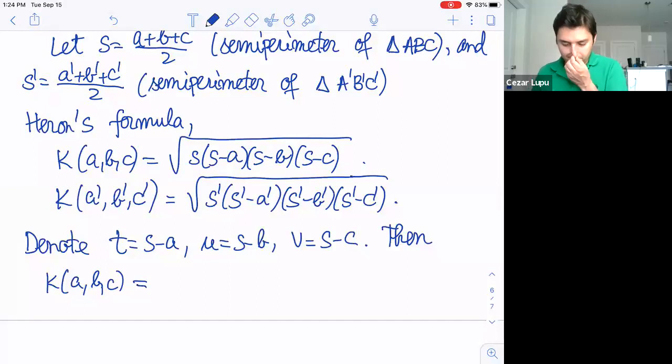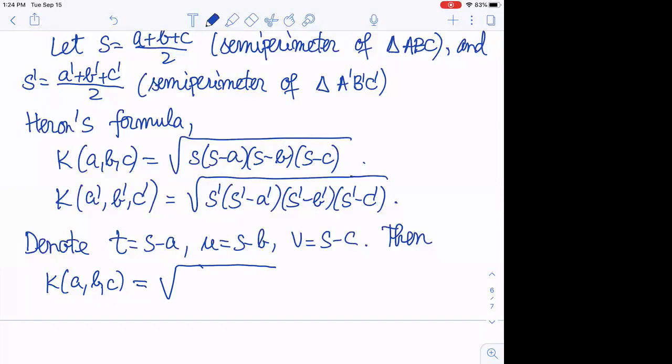Will be what? Will be the square root of what? What are these? S times S minus A is already this, but S will be what? P minus A. Say that again? P minus A, I believe.